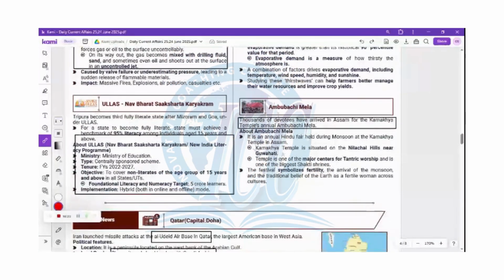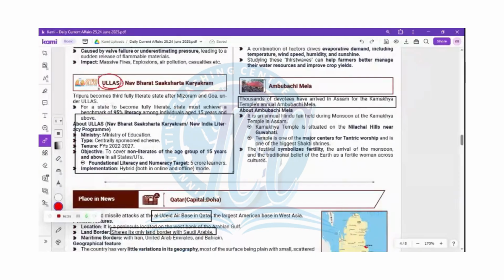Then comes ULLAS, very, very important. Navabharat Saksharta Karyakram, New India Literacy Programme, for those in the age group of 15 and above. Very important, 15 and above. The government started the ULLAS programme from 2022, by the Ministry of Education, and it is a centrally sponsored scheme. Why? Because education comes under the concurrent list, and for those coming under the concurrent list, it's a sponsored scheme.